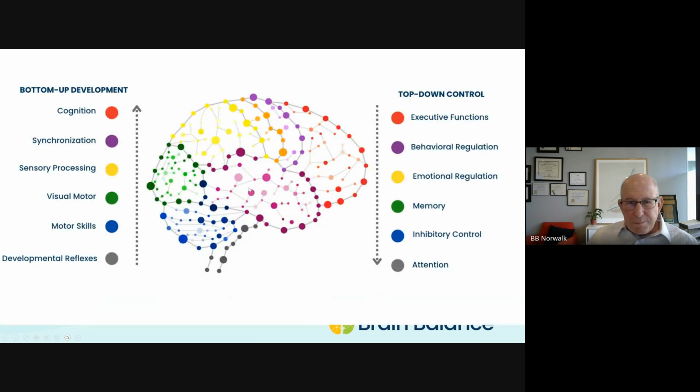So we use the term bottom-up development is critical for top-down control. What I mean by bottom-up development, again, is we have to go back as far as we can in development and see where were the roadblocks, where are the developmental gaps that would not have allowed this top-down control to take place as efficiently as it should. We even go back as far as looking at the brainstem. That's the bottom of this picture in gray. The brainstem is where we house developmental reflexes, or what we call primitive or developmental reflexes.